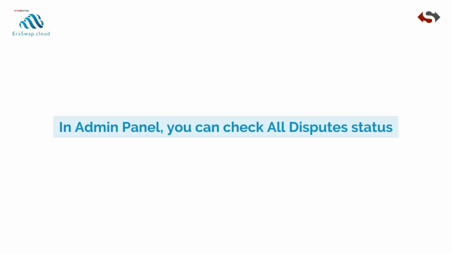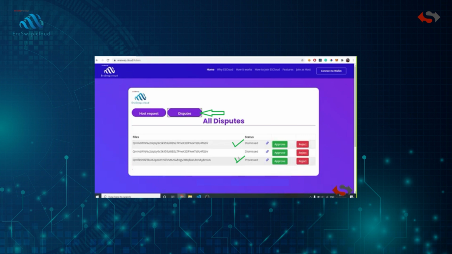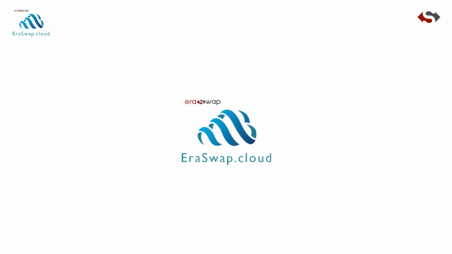In the Admin panel, you can check all disputes status. Click on the Dispute button here. You can check the status of the raised disputed files. Start storing your data securely on Eraswap decentralized cloud from today onwards and keep your data safe and secure on the Eraswap blockchain network.